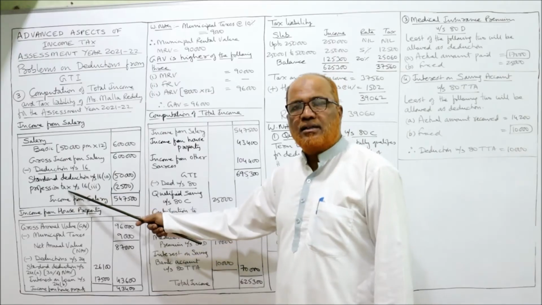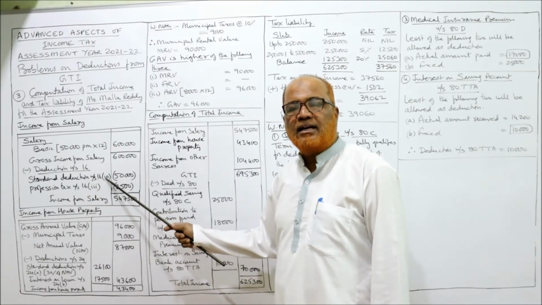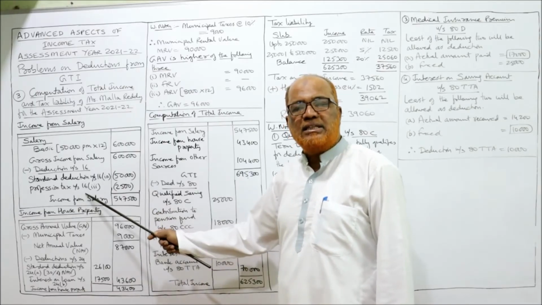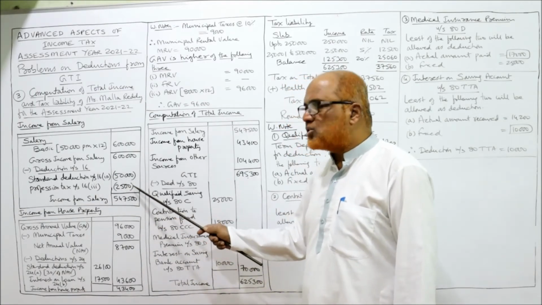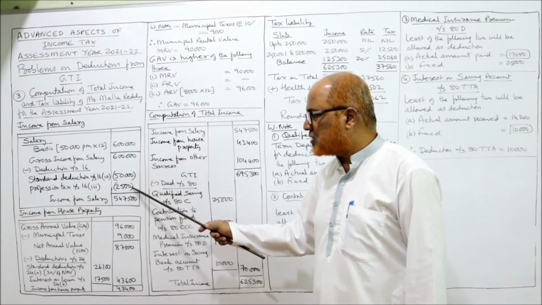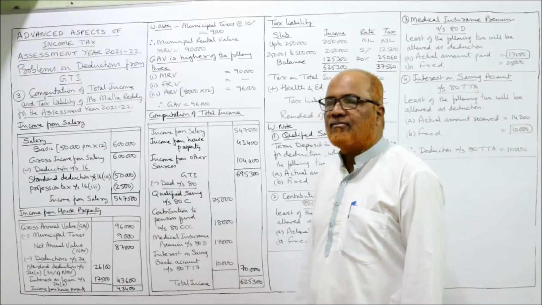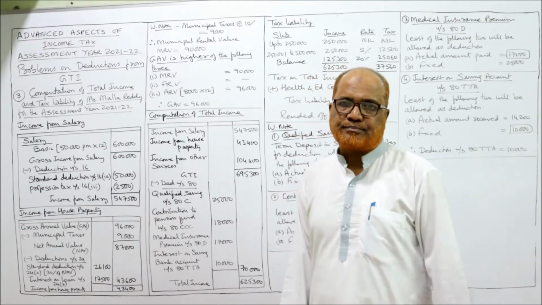So two deductions are there under section 16. First, 16(1)(a) standard deduction 50,000. Then 16(3) professional tax paid 2,500. Bracket denotes minus. So 6 lakh minus 50,000 minus 2,500, 5 lakh 47,500 is the income from salary.